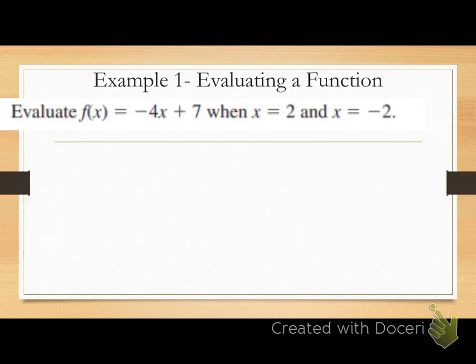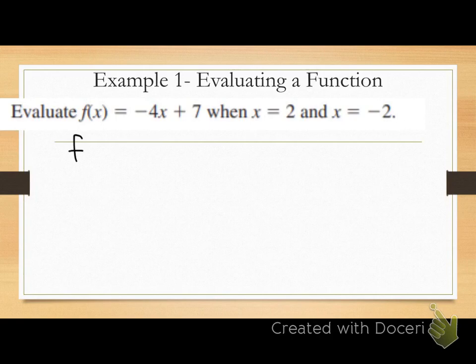So let's look into some examples and talk about it a little more. It's not a whole lot different than y. Like I said, we treat f of x just like y. So it says evaluate f of x equals negative 4x plus 7 when x equals 2 and x equals negative 2. We're going to do the same thing we would do even if this was y equals negative 4x plus 7. If it tells us to evaluate when our x values equal some number, we just plug these numbers in for our x variable. So we're going to do the same thing even though it's in function notation.